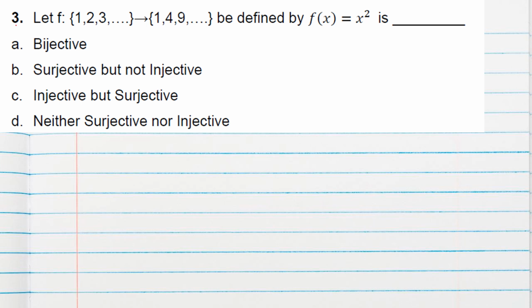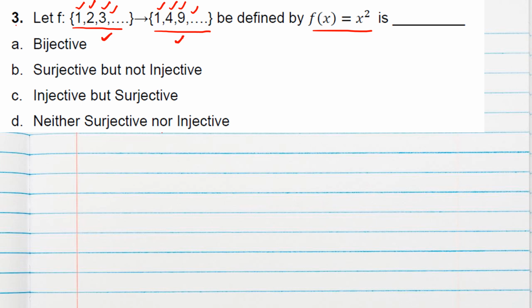Question number 3. Here domain and codomain are different, and the function is the same. So for f of 1 we will get 1, f of 2 we will get 4, f of 3 we will get 9, and f of 4 we will get 16. That means for every element in our domain we will have a unique element in codomain. So we can say it is injective.